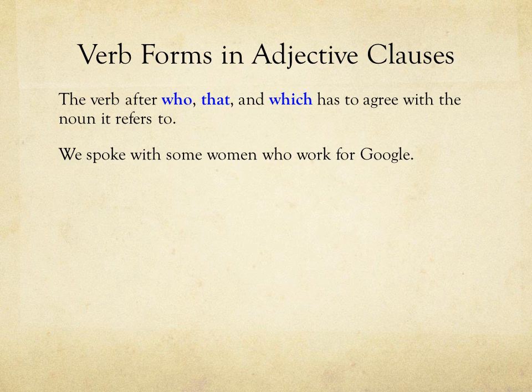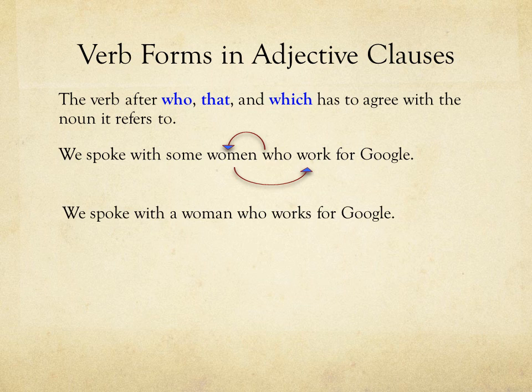In this example, we spoke with some women who work for Google. The relative pronoun refers to women, which is plural. So the verb work does not have an s on the end. In the next example, who refers to the noun woman, which is singular. There's only one woman. So we have to add s to the verb in the simple present tense.